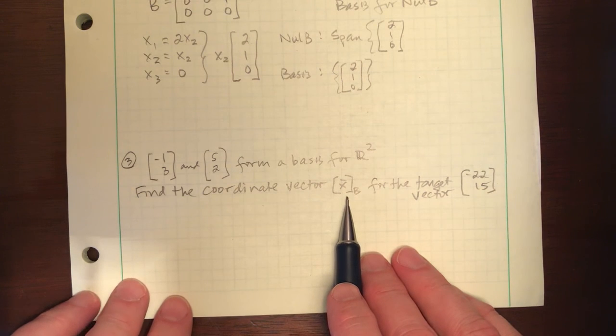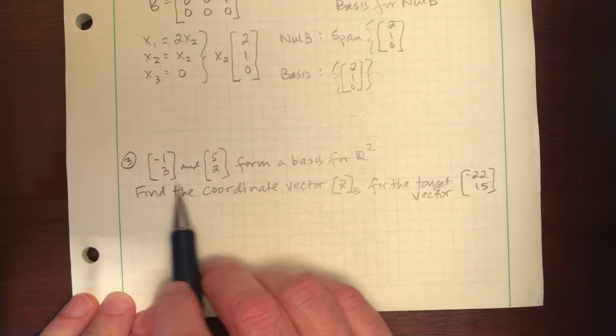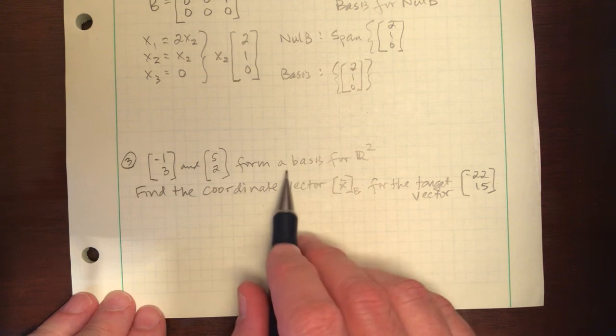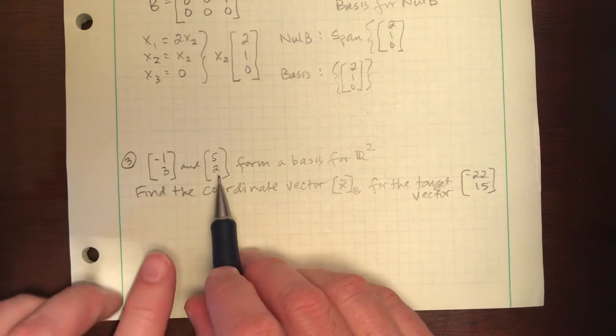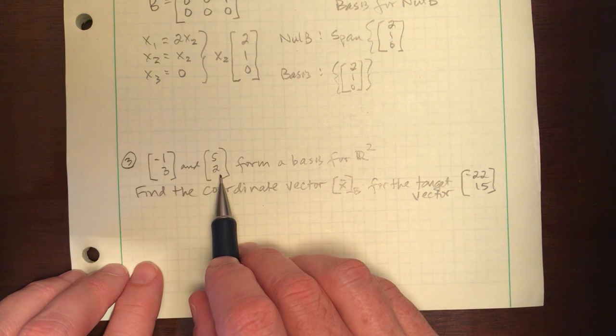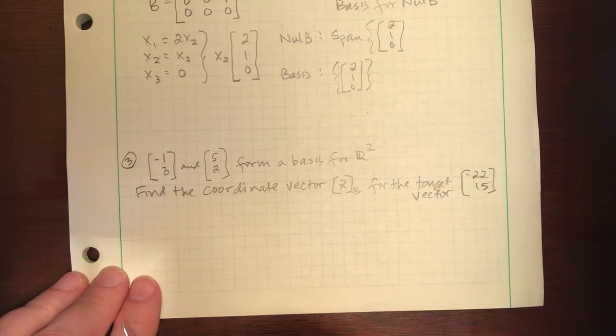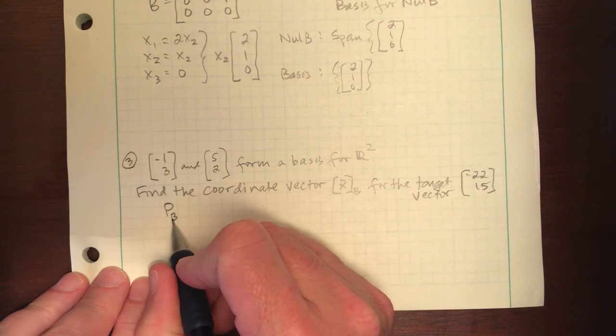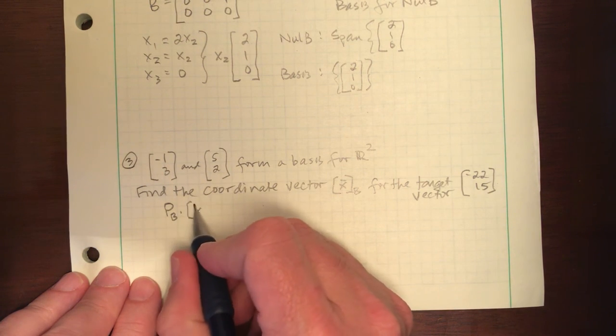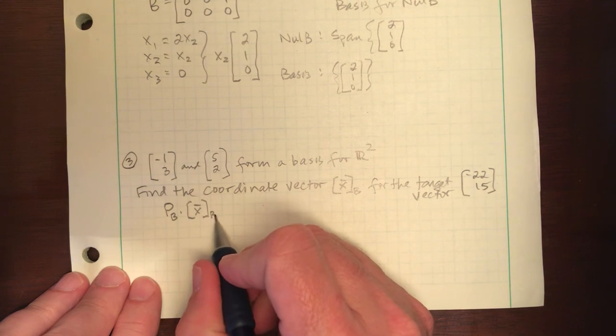So remember what's going on here. We have a new basis for R2. The original is my standard basis, (1, 0), (0, 1). But any two vectors in R2 can form a basis as long as they're not scalars of each other. And so we're solving this matrix equation.